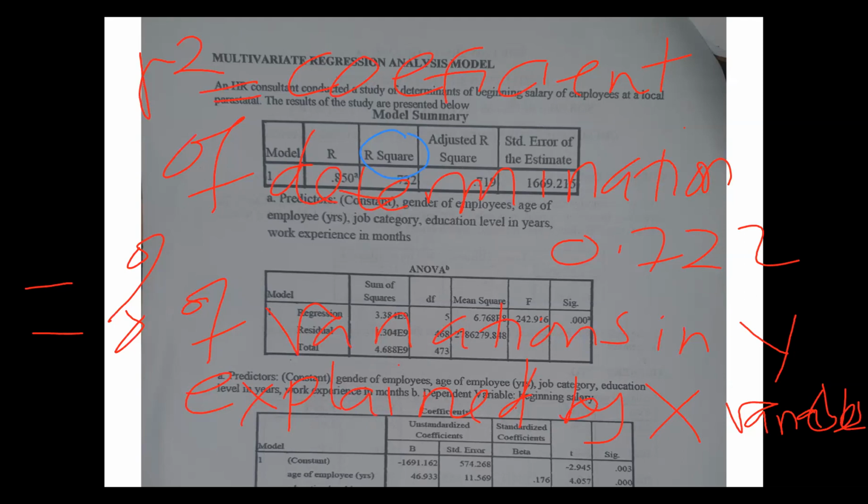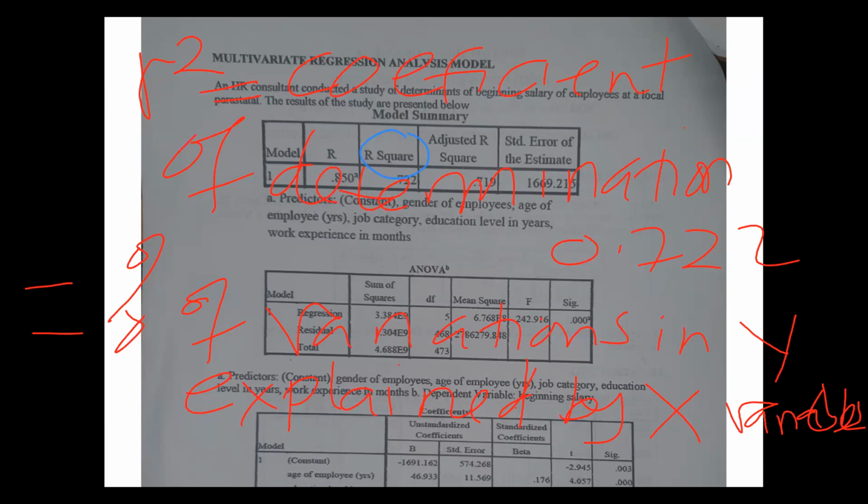Sorry, sir, can you say that again? Yes, I'm saying that the coefficient of determination examines the percentage of variations in a dependent variable that are explained by independent variables, the given independent variables. That's what it measures.